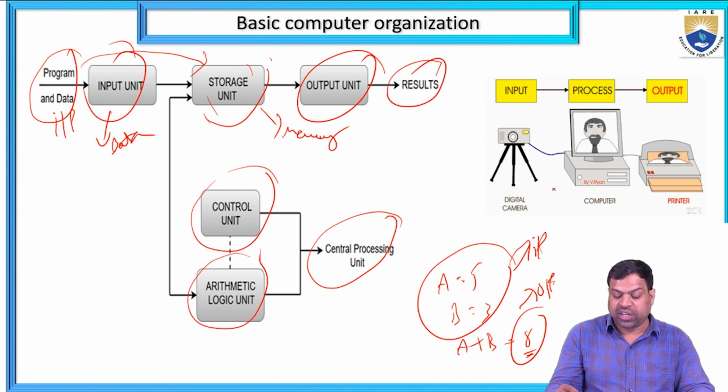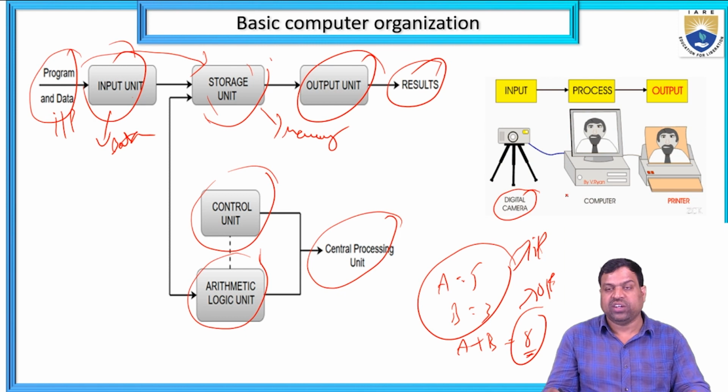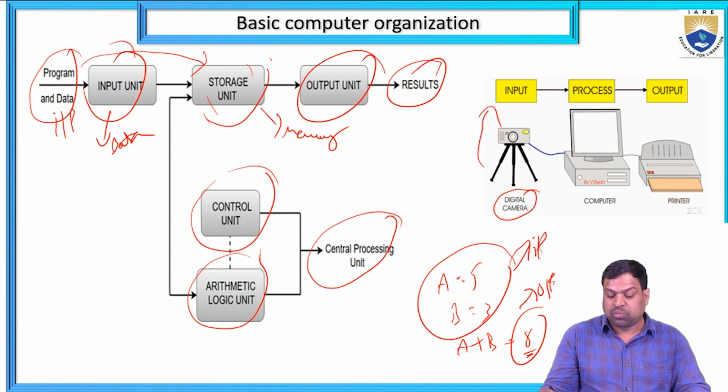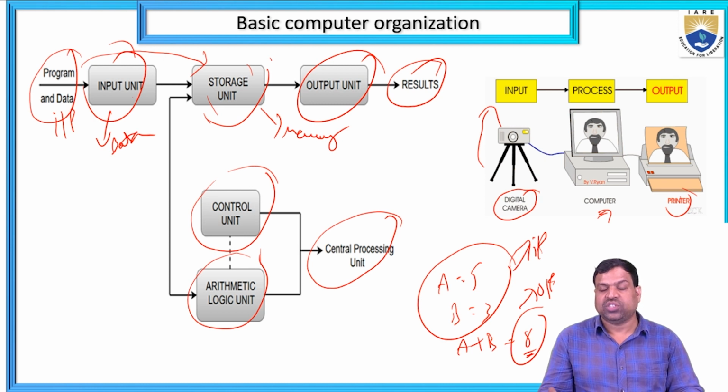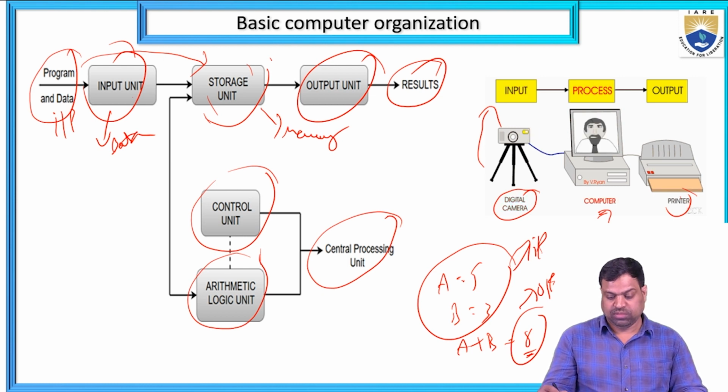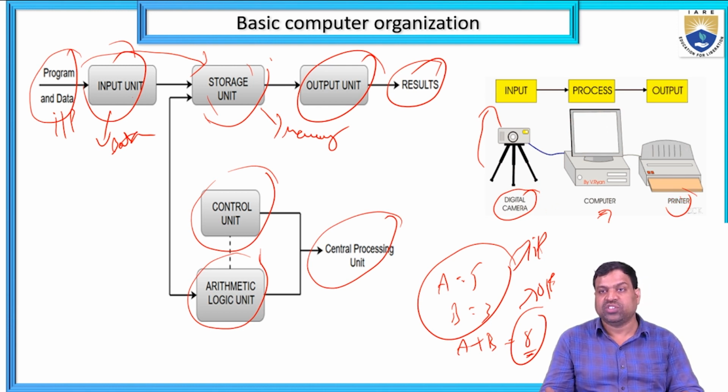Suppose the input device is a camera, and the process is the computer, and the output is a printer. I capture one image through the digital camera, and the printer outputs it. The processor runs in between the input and output. It is a mediator between the input and the output. So that is about the computer system.